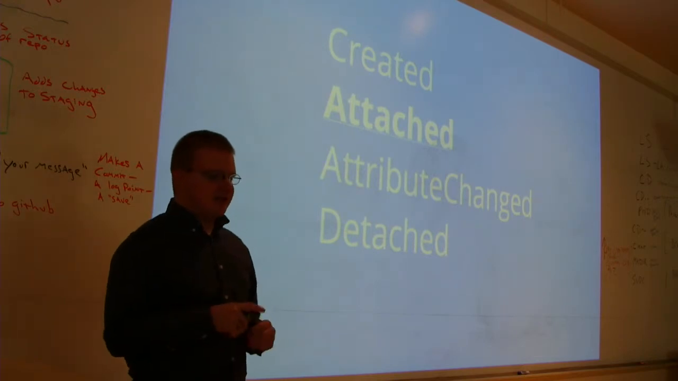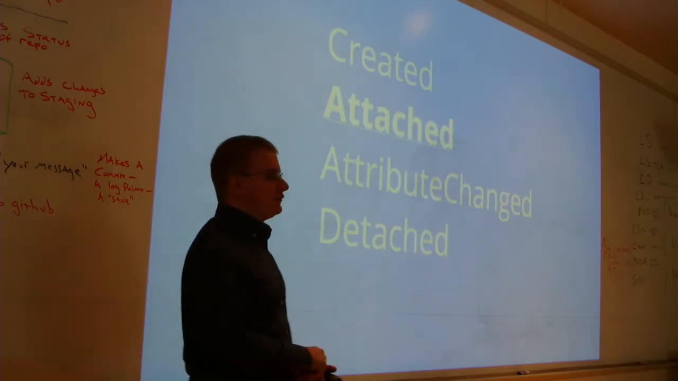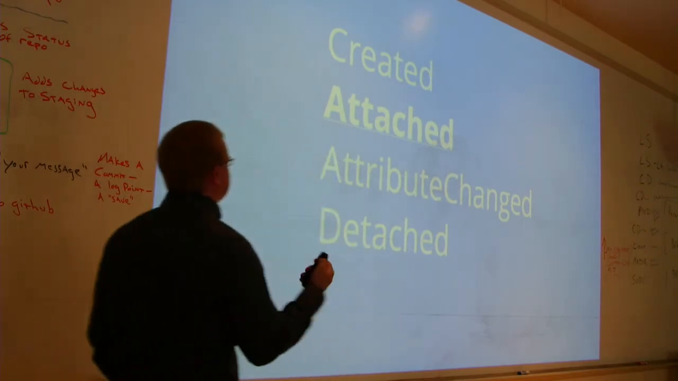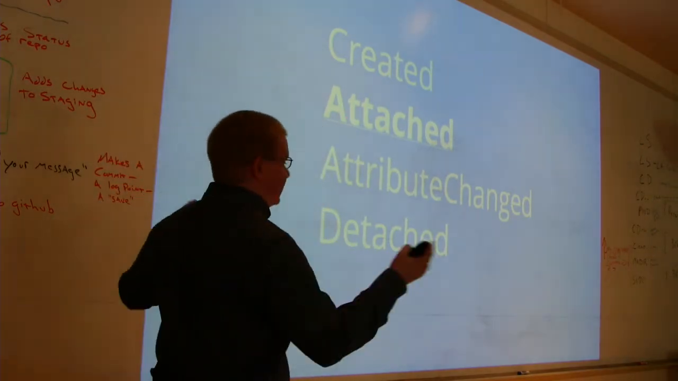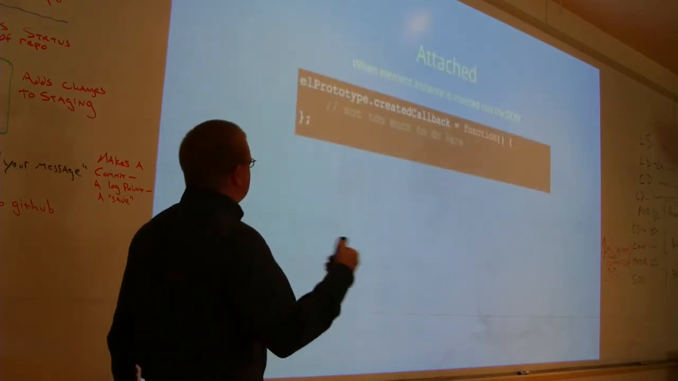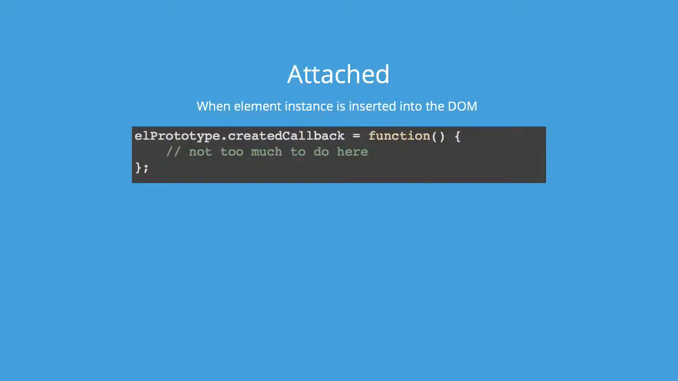And so attached is when we actually attach that to the DOM. If you create an element with document.createElement, that's when you're going to get created. And then when you go ahead and append that node, appendChild or something like that, to append it to the DOM, that's when you're going to get attached. There's not really too much to do here. That's supposed to be attachedCallback. I apologize, it was a typo. There's not too much to do here, but you could certainly use it if you wanted to.